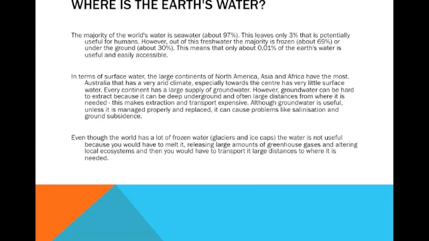In terms of surface water, the large continents of North America, Asia, and Africa have the most. Australia has a very dry climate, especially towards the center, where it has very little surface water. But every continent has a large supply of groundwater. However, groundwater can be hard to extract because it can be very deep underground and often large distances from where it is needed, which makes extraction and transportation very expensive. Although groundwater is useful, unless it's managed properly and replaced, it can cause problems like sanitation and ground subsidence.